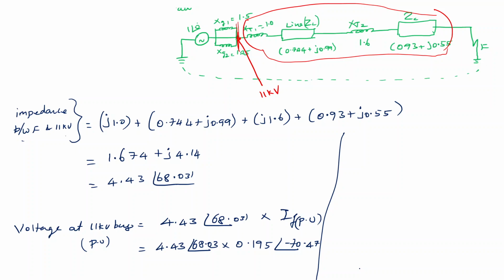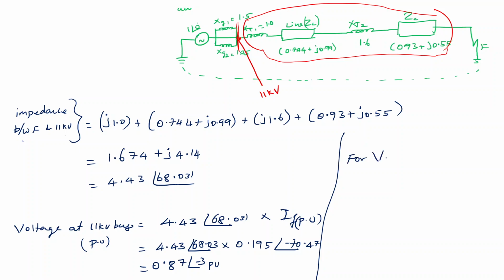0.87, sir. That is correct, perfect answer. 0.87 angle minus 3, right? Yes, sir, minus 2.9. Okay, so this is the per unit voltage value. But in the question they're not asking per unit, they're asking only voltage, so obviously we need to find the actual value.